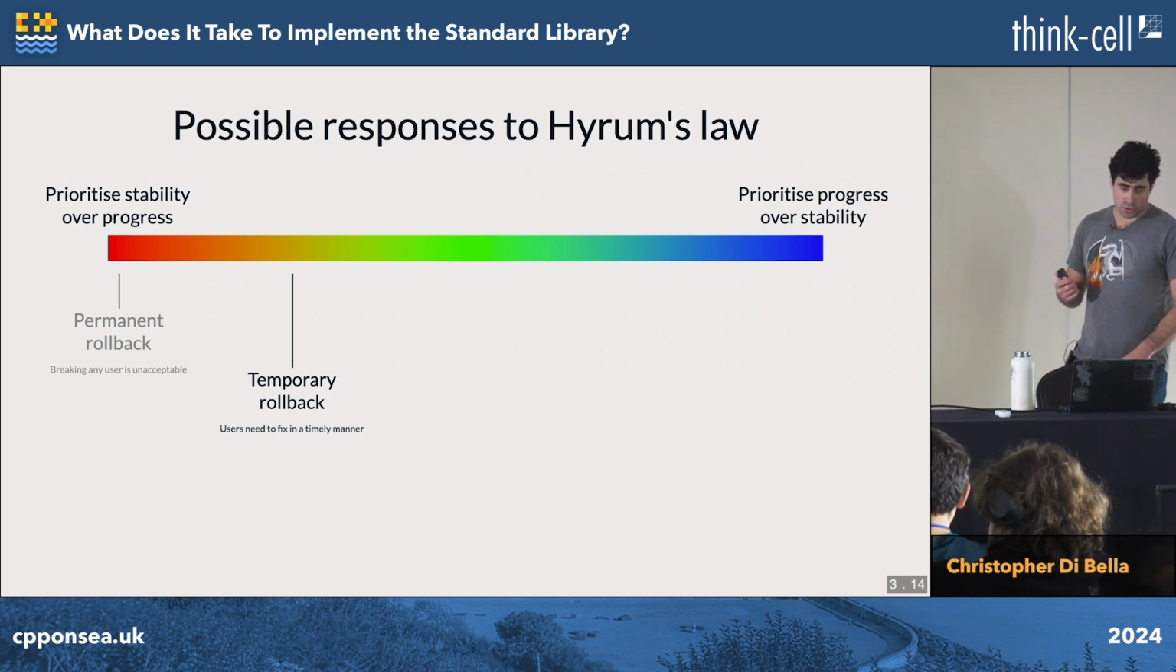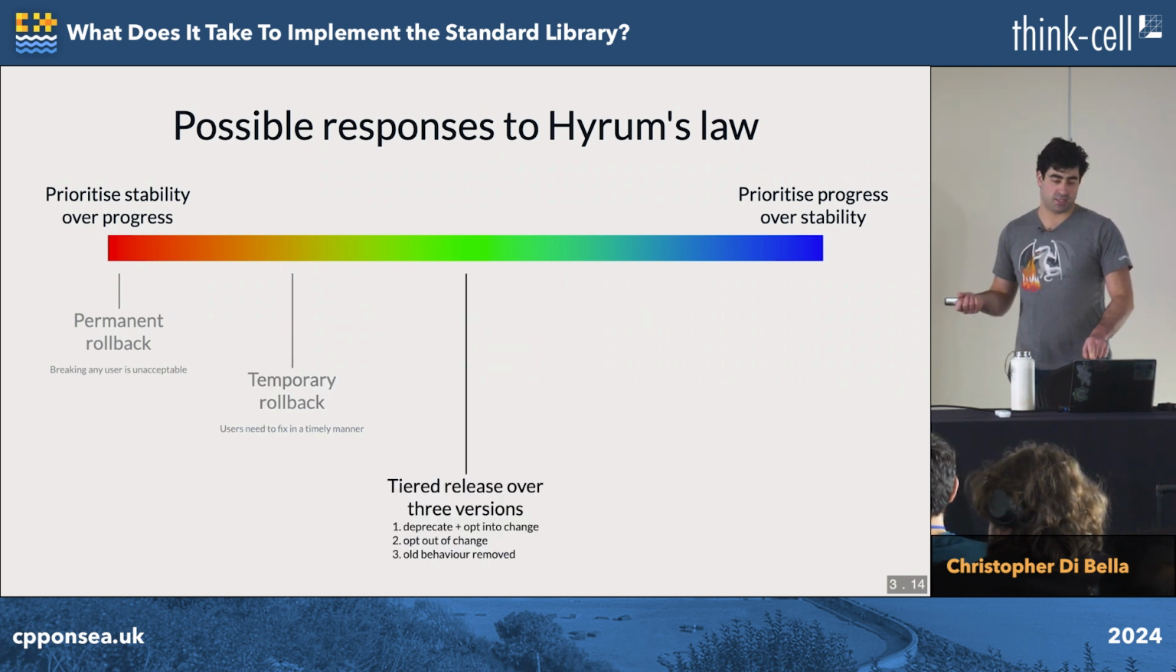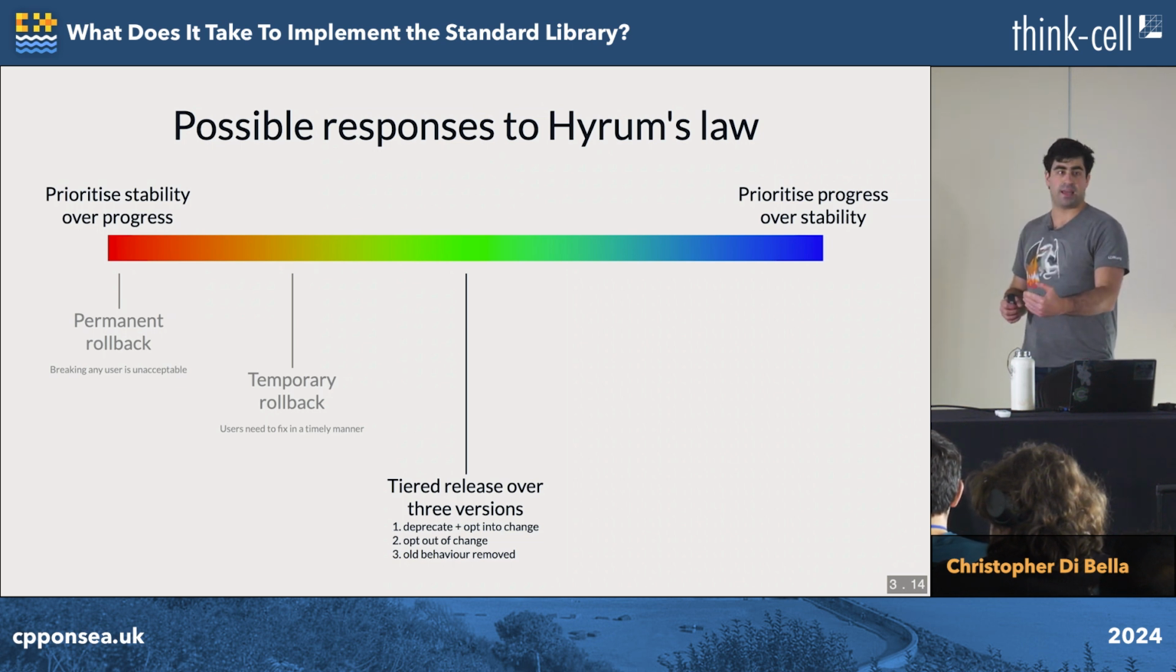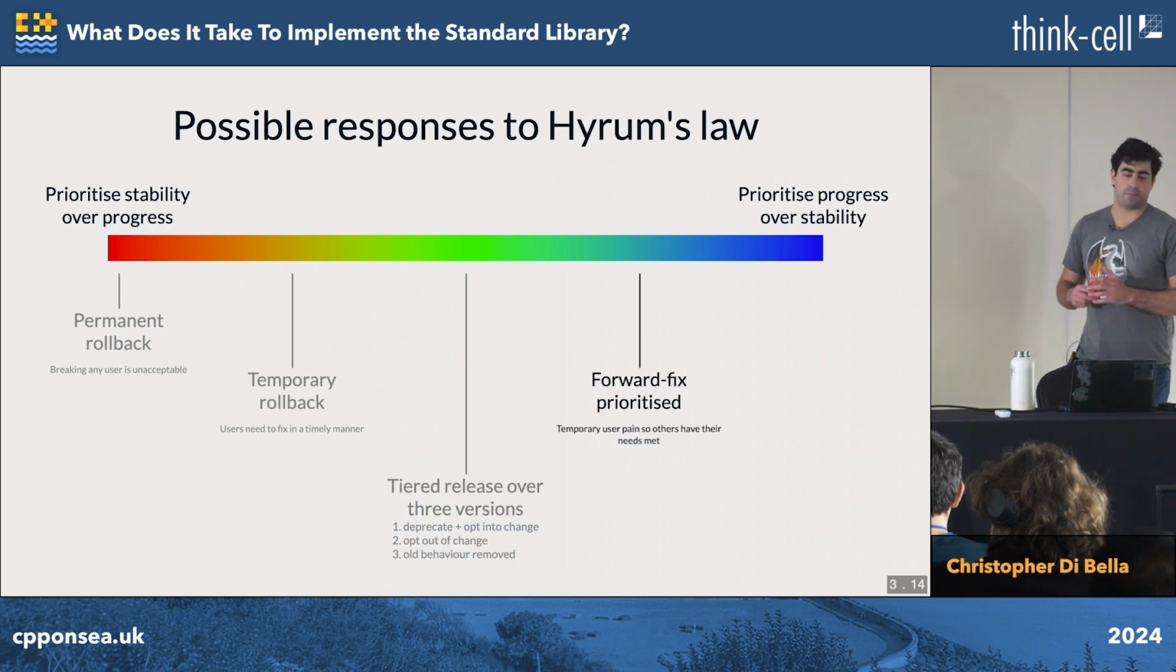The next one is to do a tiered release. And that basically means that you have to opt into the feature in the next release, followed by it being opt out the release after that, and then it's removed in the third release. Now, there doesn't have to be releases 1, 2, and 3. It could be over a broad period of time, but the idea is that you slowly transition your users. The next one is prioritizing a forward fix, so that way the people who are broken are not hurt for that longer period of time.